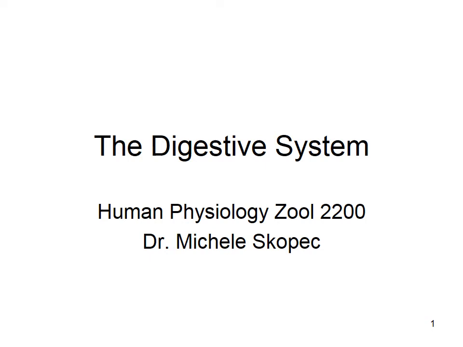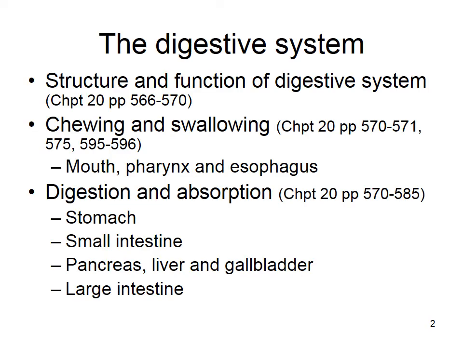Right, so we're going to start in on the digestive system. Okay, we're going to start by talking about structure and function. So like normal, we're going to do all the anatomy you need to know in order to understand the function of the digestive system. And then we're going to follow food on its path from our mouth to the anus, all right? So we're going to start with chewing and swallowing.